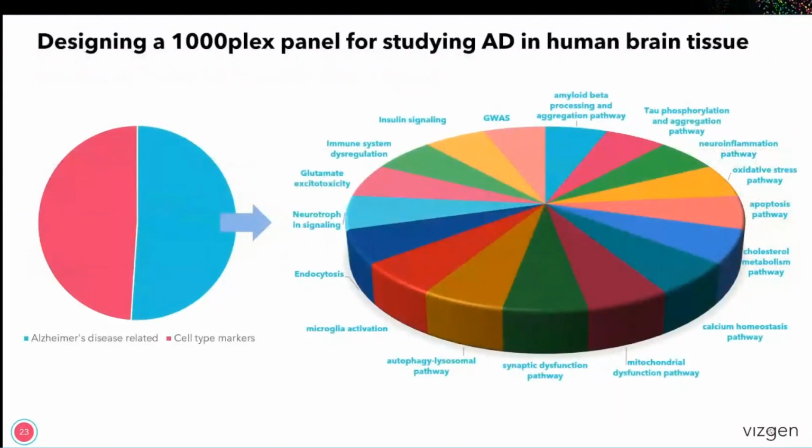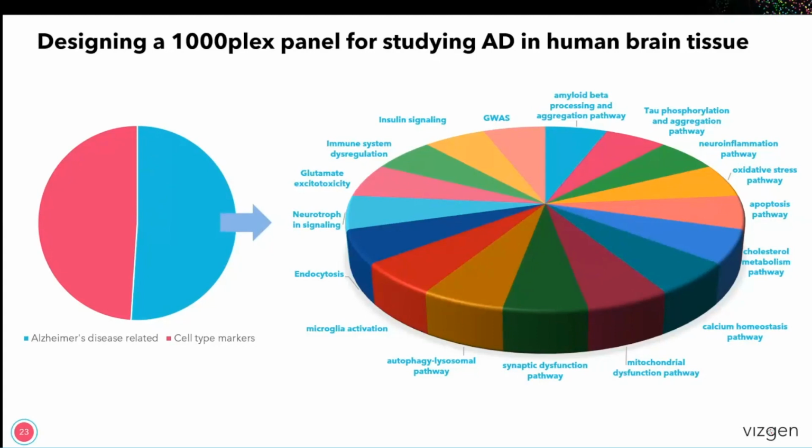To design the 1000-plex gene panel used to study AD in human brain, I selected two groups of genes. One group of genes is for cell typing, and the other group of genes are implicated in AD pathology based on previous literature. For cell typing, I selected cell type markers based on large-scale single-cell RNA sequencing and MERFISH data generated from human brain, which contribute around 500 genes.